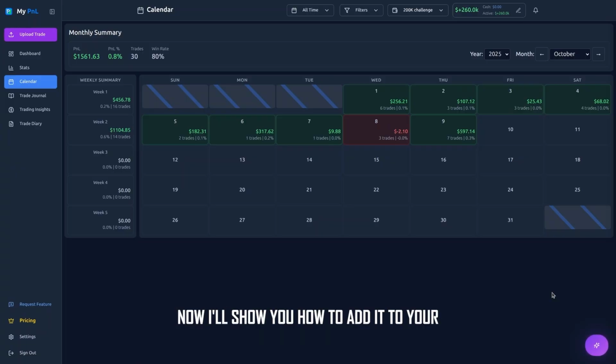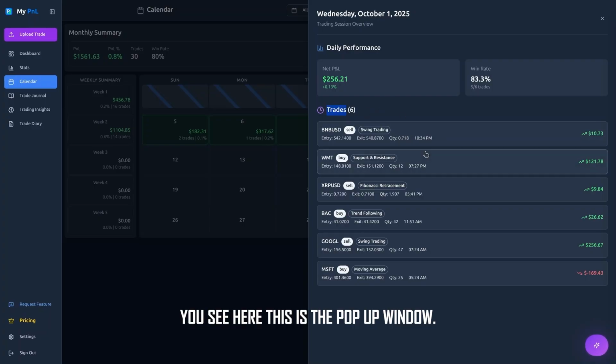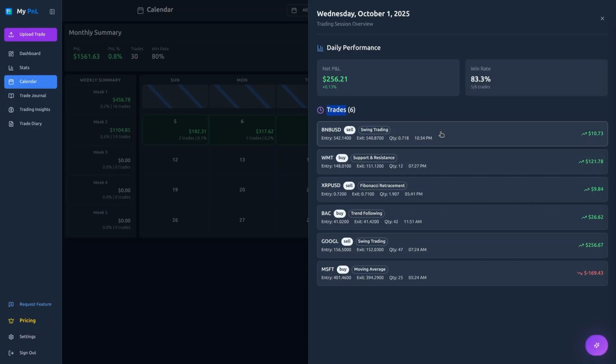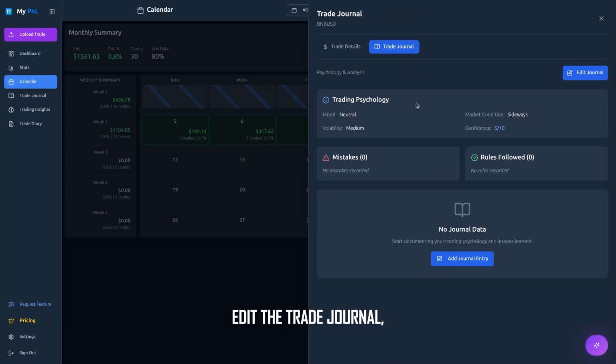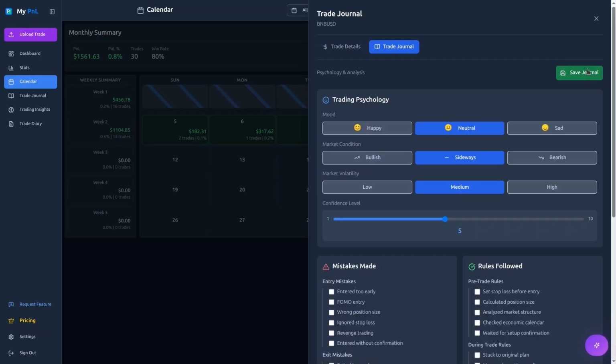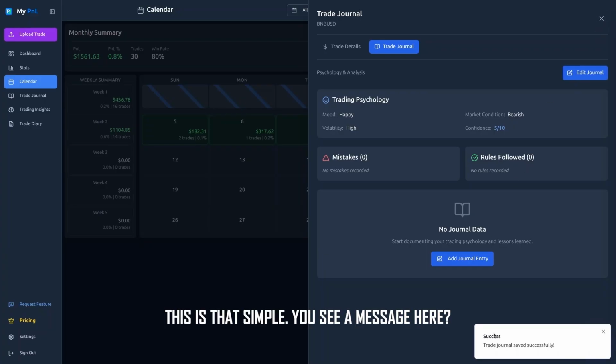Now I will show you how to add it to your journal. I just click on the first day. You see here, this is the pop-up window. Here I can just click on any trade and it takes me to this window. Here I can edit the trade journal and also edit the trade. Let me just edit the journal. I'll just click on edit, happy, bearish, high, and I'll just save it. You see a message here, success. It is that simple to save your journal.